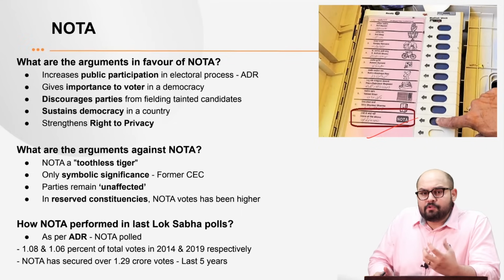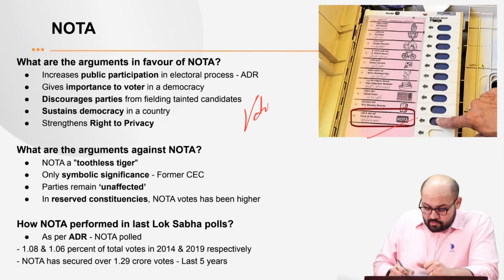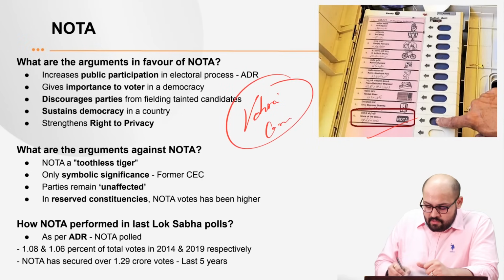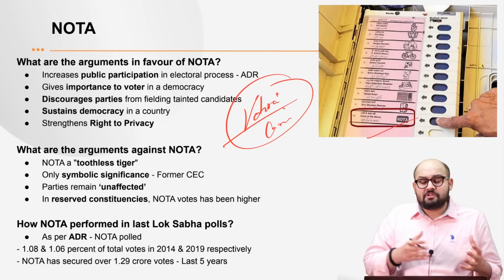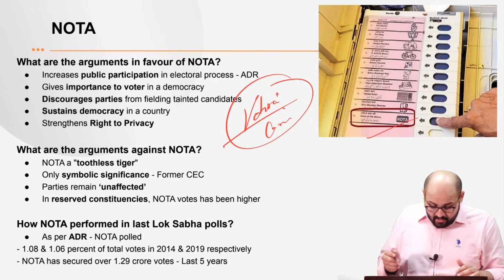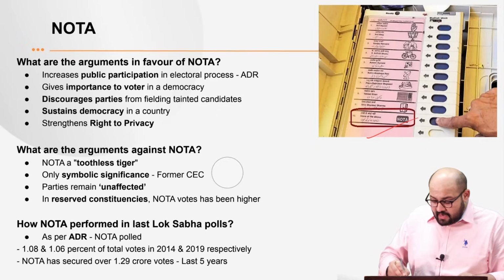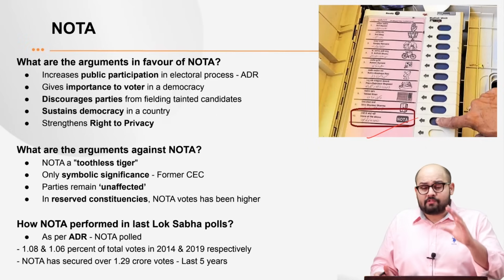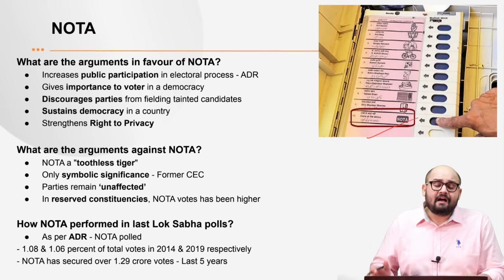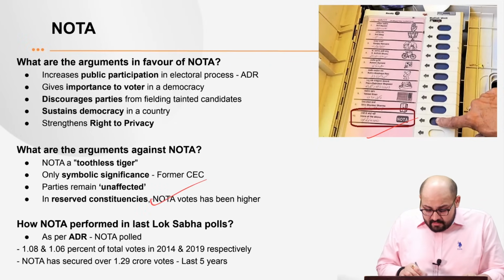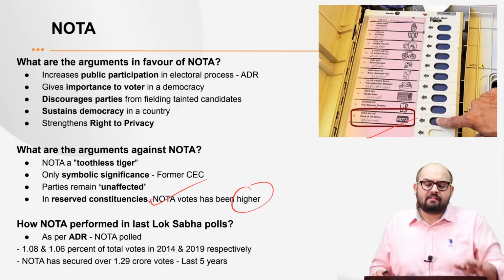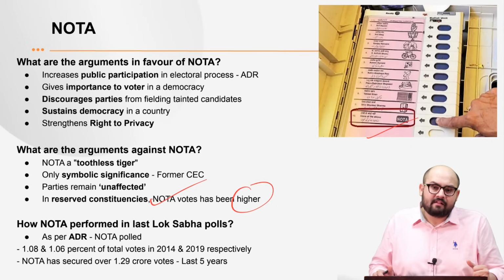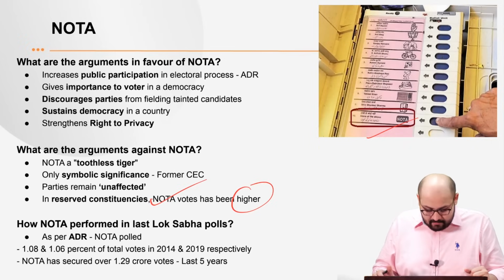There is a sort of use of muscle and money power in Indian elections, and that was also highlighted in the Vohra Committee report. So do look into this Vohra Committee and see what the nexus is between the politicians, the criminals, and the corporates. Now, what we also see is that in the reserved constituencies, the constituencies reserved for the scheduled castes and scheduled tribes, the share of NOTA votes has been higher. What it means is that the grievances of the tribals and the scheduled castes have not been adequately addressed, right?